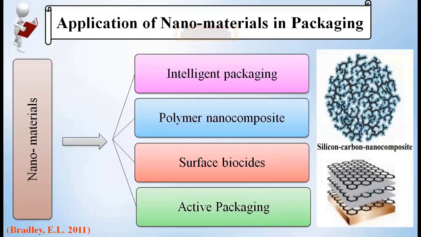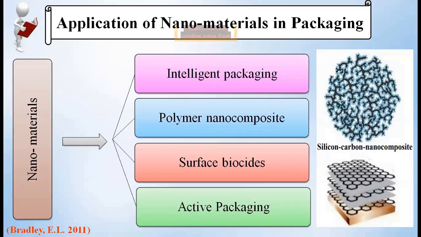In the packaging section, we see that nanomaterials have different applications in intelligent packaging, say polymer nanocomposite, surface biocides, and active packaging. Active packaging also involves some nanotechnology aspects, but at lesser strength. Intelligent or smart packaging incorporates nanosensors to monitor the condition of food. This is an important part of intelligent packaging.